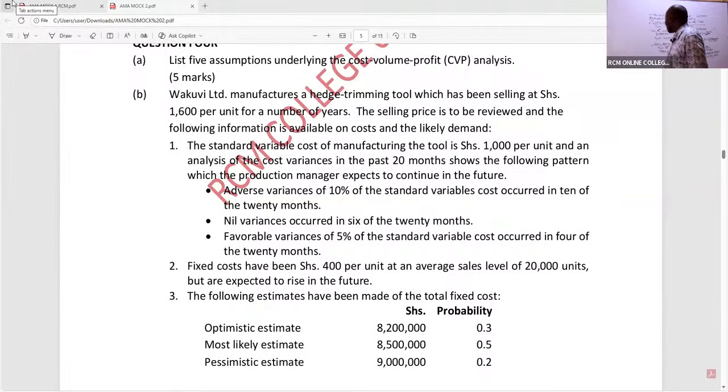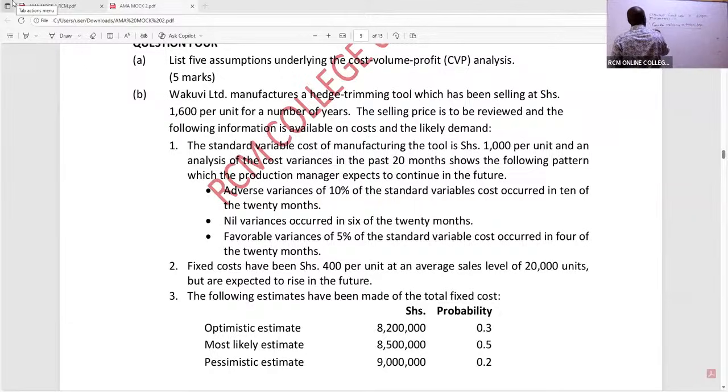So for the current situation, consider maintaining the price at 1600. That's what you tell the examiner: consider maintaining the price at 1600.